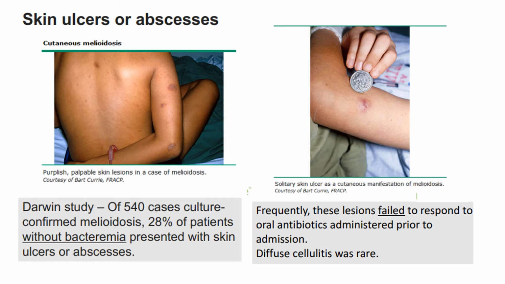All right, patients present with ulcers or abscesses. Like in this Darwin study, the same Currie Darwin study that I showed earlier, of the 540 culture confirmed melioidosis cases, 28% were without bacteremia and presented with skin ulcers or abscesses. And frequently they come with a history of failure to respond to oral antibiotics administered prior to admission. Rarely you get anyone with diffuse cellulitis.